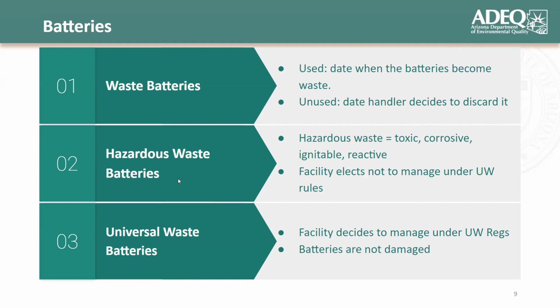However, if the battery is damaged or leaking, the facility must make an accurate hazardous waste determination by analyzing the contents for RCRA hazardous waste characteristics, such as D001, ignitability, D002, corrosivity, D003, reactivity, or D004 to D043, toxicity characteristic leaching procedure, or TCLP, for metals or volatile organic compounds, which are also known as VOCs.